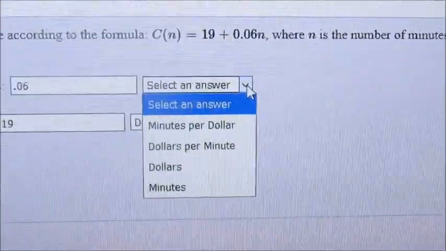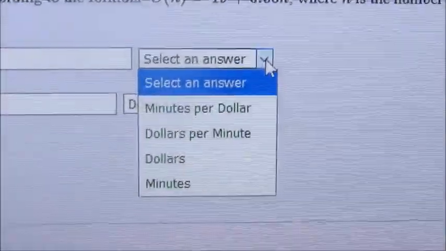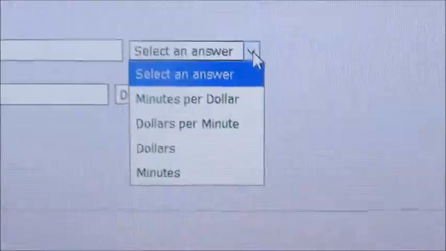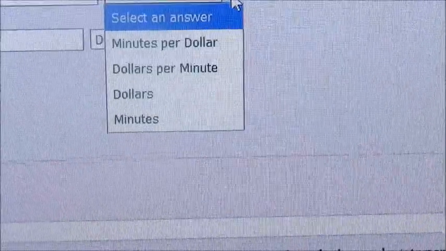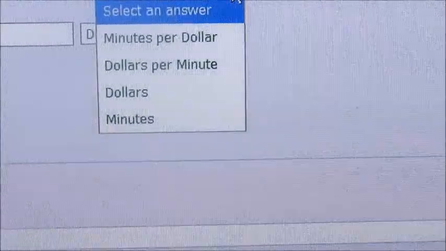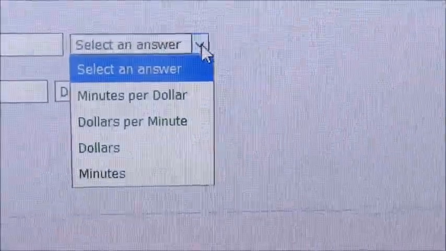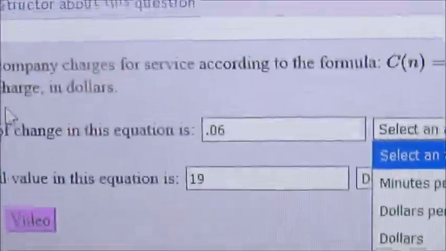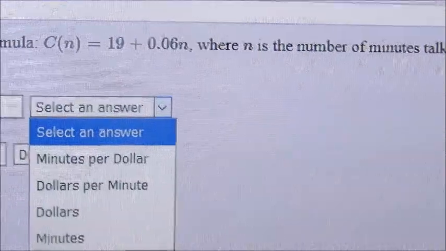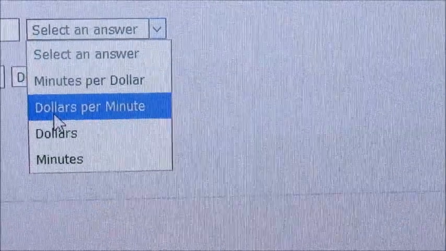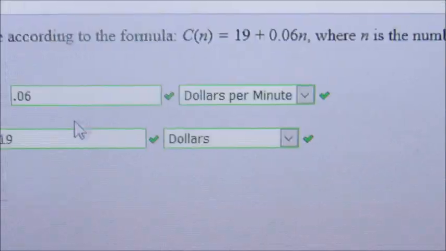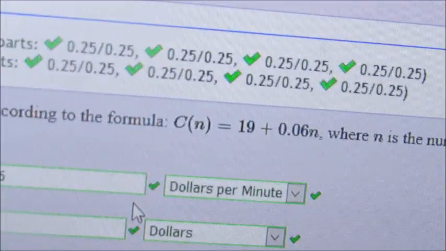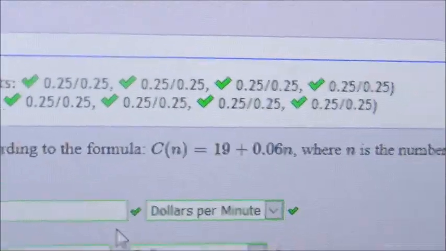Now this next one, the rate is going to be something per. And whatever it is per, it's y per x. In this case, C of n per n. C of n is dollars, n is the minutes. So dollars per minute. All right.